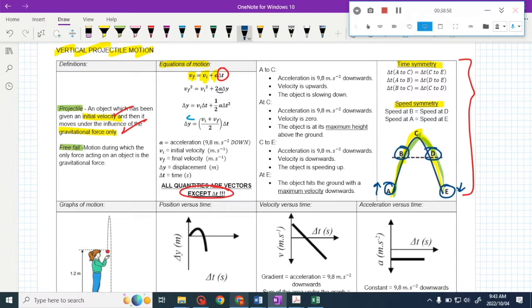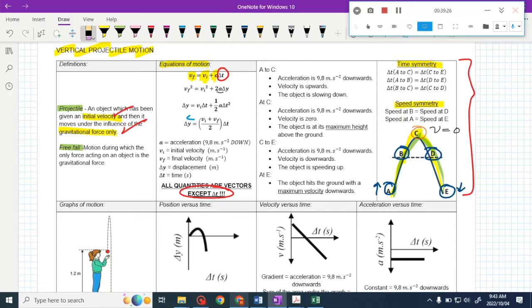Now here's something you guys mess up on. At C, what is the speed going to be? The speed at the top, at the maximum height, is always 0. It's not the max speed. What is the acceleration going to be at the top when the speed is 0? 9.8 meters per second squared.